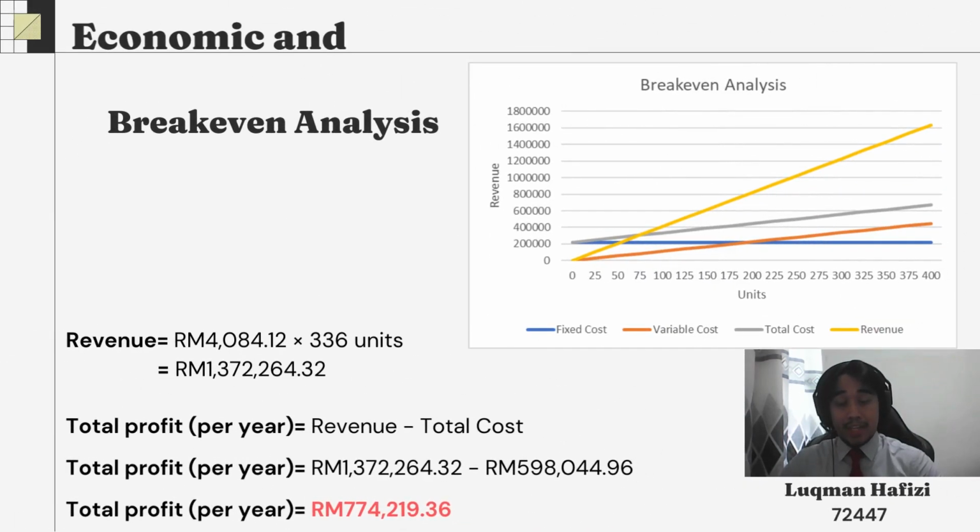We continue in the break-even analysis. From the graph, the company will start to gain profit after reaching the break-even point, which is 75 units, and it occurs in the third month of operating, assuming that the productions are all sold out each month. After calculating the difference between the revenue and the total cost, we get the total profit per year is equal to 774,219 ringgit.